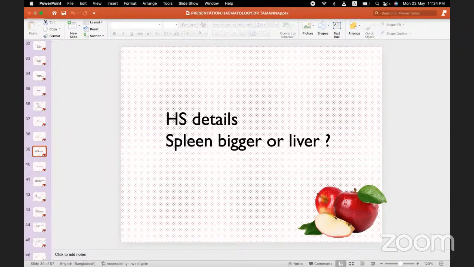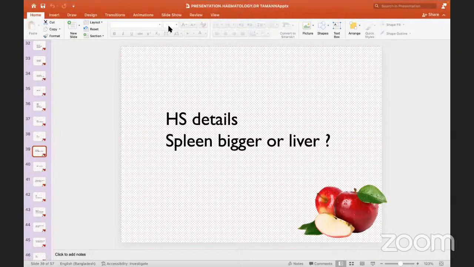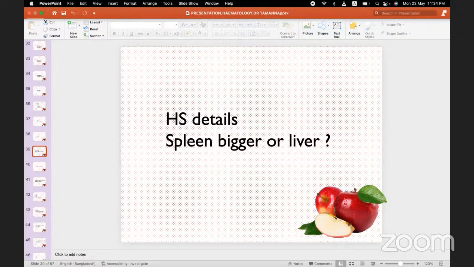Okay, direct and indirect agglutination test. Just remember, the direct test we do to detect the antibody attached to the RBC, but the indirect test we do to detect the floating antigen. The indirect test is clinically not so important for us, so you can easily discard that. Just remember the direct one: we test for the antibody attached to the RBC.